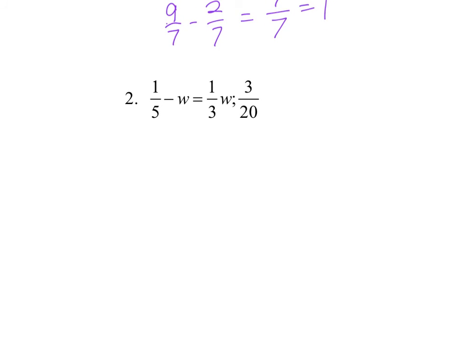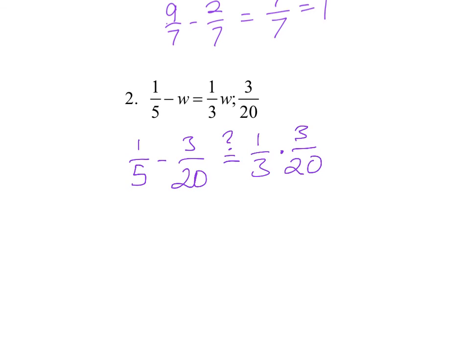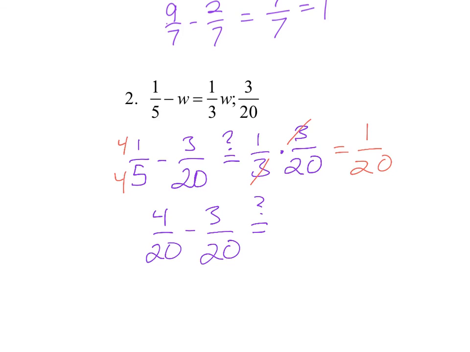Okay, here we have W is 3/20. So I have 1/5 minus 3/20. The question is, does that equal 1/3 times 3/20? Well, first off, notice I can change that into 1 over 20. Okay. To get the 5 into 20s, I'm going to need to multiply both by 4. So this now gives me 4 over 20 minus 3 over 20. Does that equal 1 over 20? Well, 4 minus 3 is 1, so yes, it does.